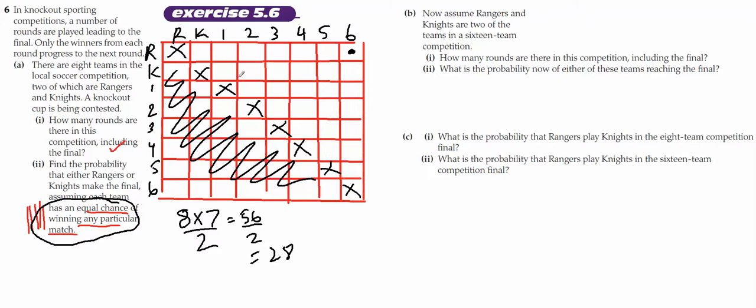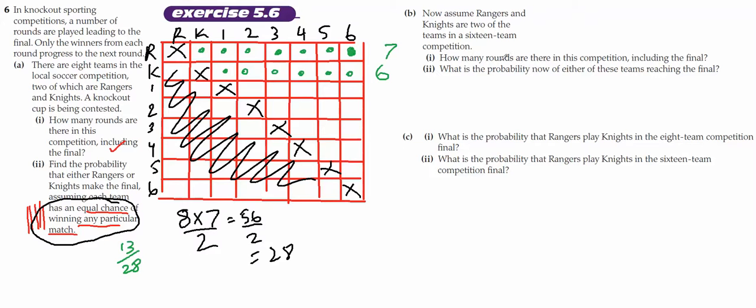So that's beautiful. So how many of them involve Knights or Rangers? 1, 2, 3, 4, 5, 6, 7, because Rangers could play 7 other teams, and then Knights could play 1, 2, 3, 4, 5, 6, because they can't play Rangers, well they can, but it's already been counted. So 13 out of 28 should be the probability of either of them getting there.